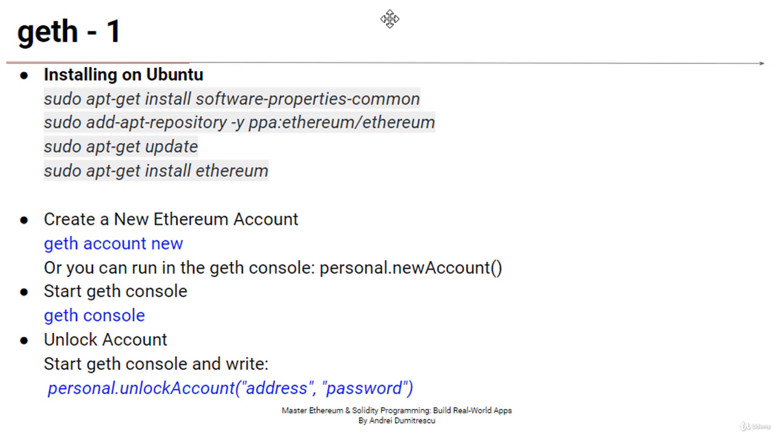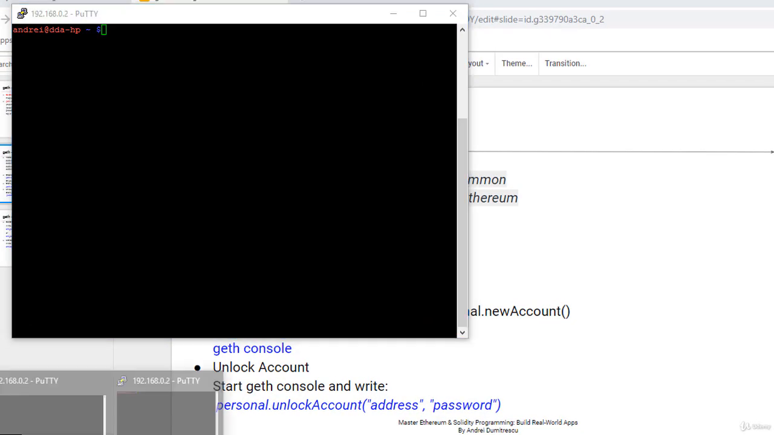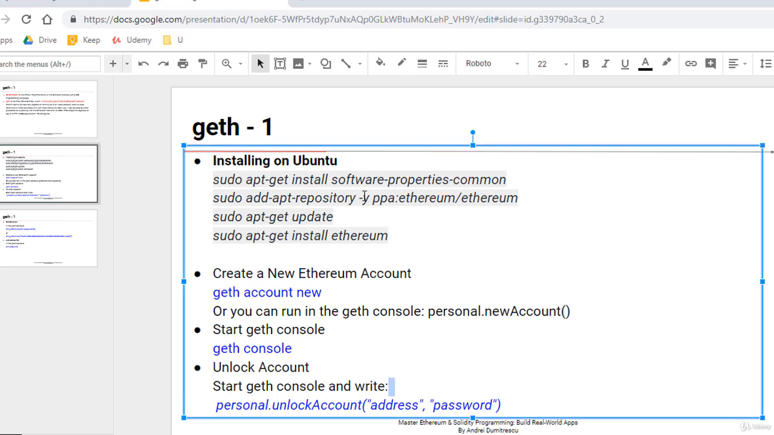Now, I'll show you how to install and run Geth on Ubuntu. There are also versions for Windows and for Mac. In this case, I have an Ubuntu server and I am connected to that Ubuntu server using PuTTY. First, we must add a repository that contains the Geth binary.